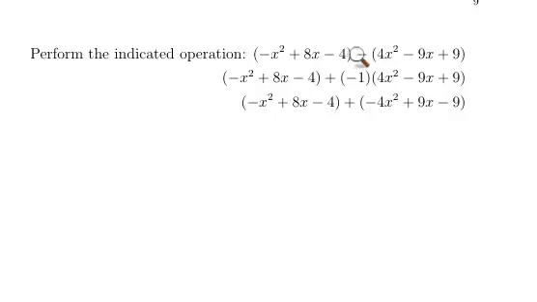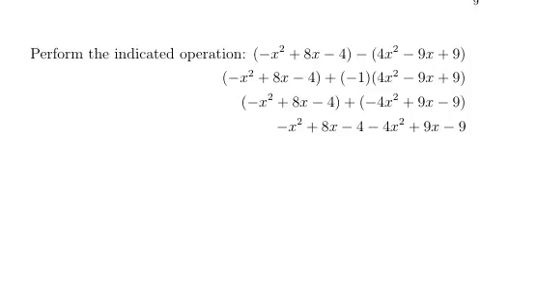The thing I'm looking to observe here is that this minus sign makes this a negative 4x squared, makes this a positive 9x, and it makes this a negative 9. So now when we remove these parentheses, we get this result. There's the negative x squared, the plus 8x minus the 4, and this plus a negative 4x squared is of course a minus 4x squared plus 9x plus 9. In other words, this minus sign distributes through that parentheses.